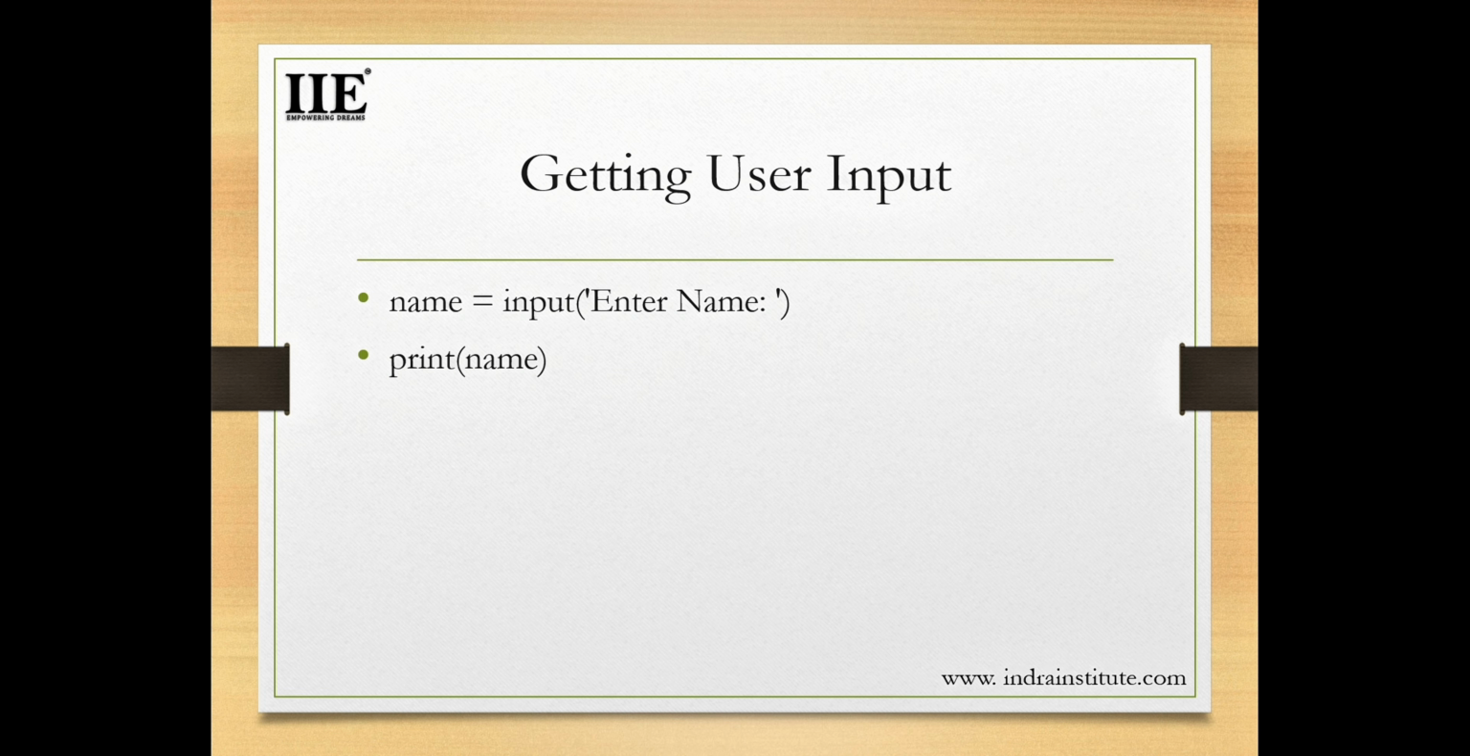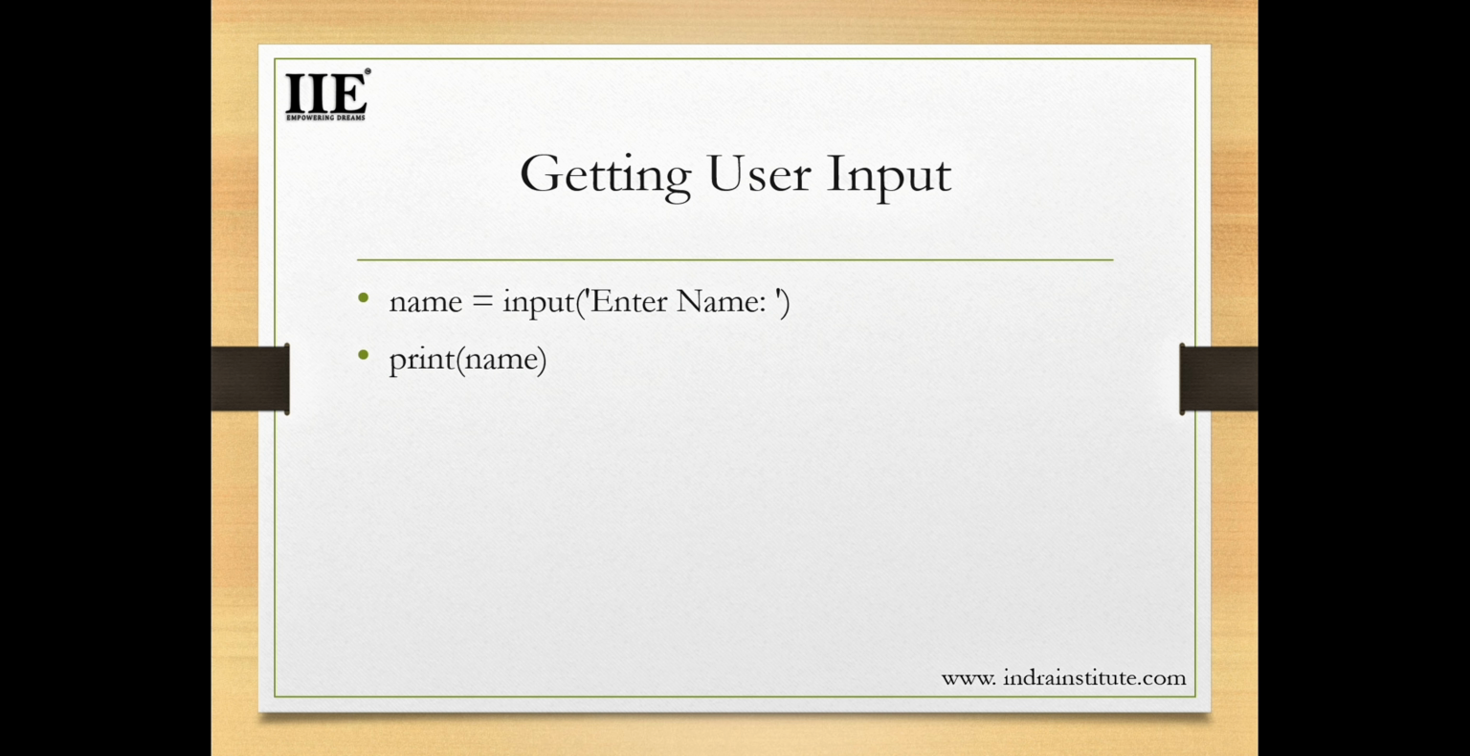Getting user input. Till now, we manually entered values. But what if we want users to enter their own information? For that, Python provides the input function. Example, name equal to input, enter name. Print name. Now the program waits for the user to type something and stores it inside the variable. This makes programs interactive.